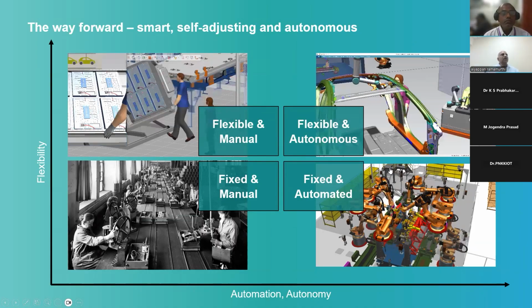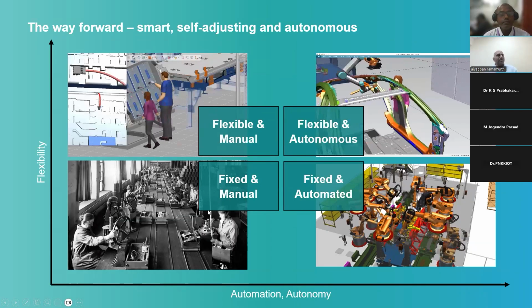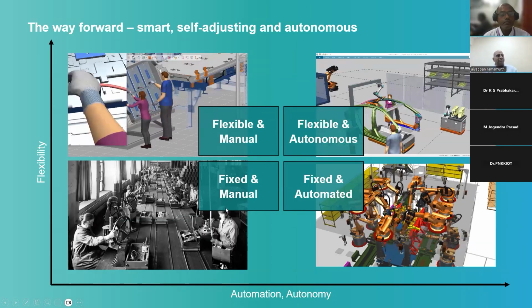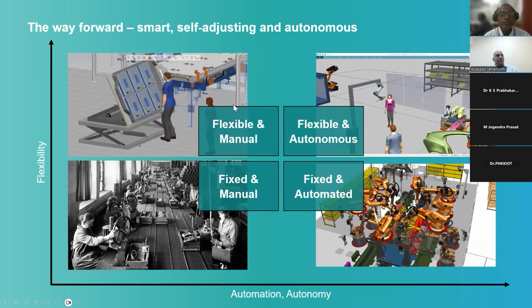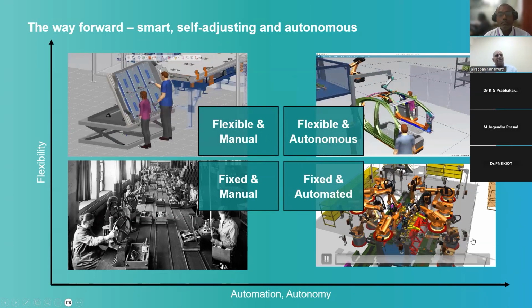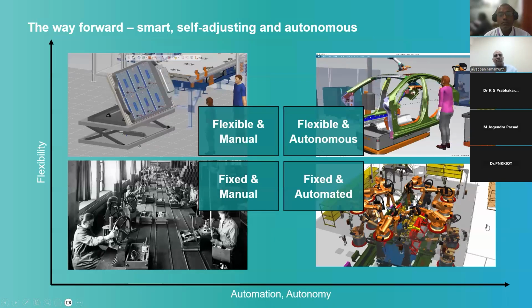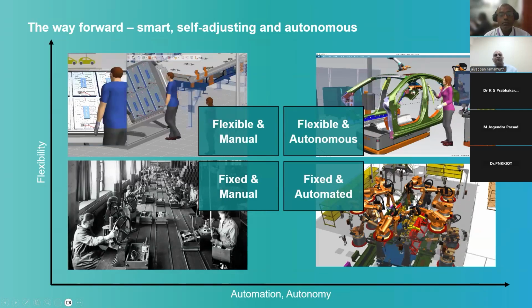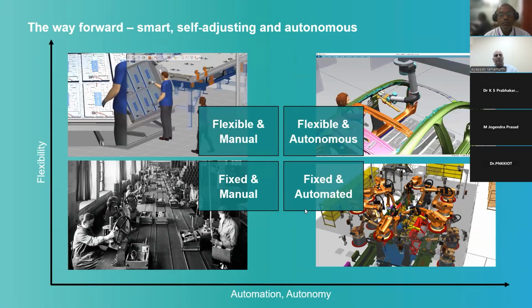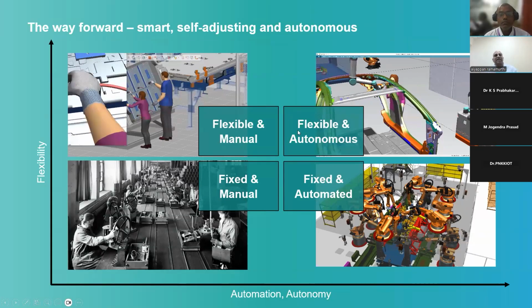So if you look at manufacturing, how was it maybe 100 years back? More fixed and manual. Then we actually moved on the right hand side, where we brought in a high level of automation. So for a particular product, we're able to manufacture at a really rapid speed. But then the problem came in when the products started changing.